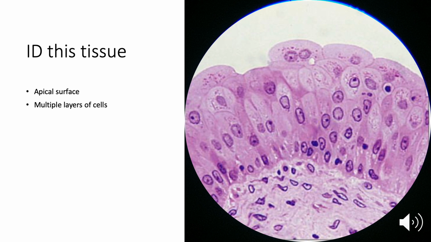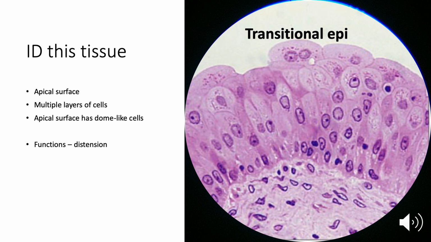So you now might be thinking, what cell shape am I looking at? And this is that tricky one where it's not squamous, it's not cuboidal, and it's not columnar. If you look at that apical surface of cells, they are sort of dome-like in shape, and that is indicative of transitional epithelium. Transitional epithelium will change shape. That's the transition part. So when the bladder is empty, it has this characteristic shape. When the bladder is distended, it will have a flatter shape at that apical surface. So functions here are distension, and it lines your urinary bladder and your ureters.